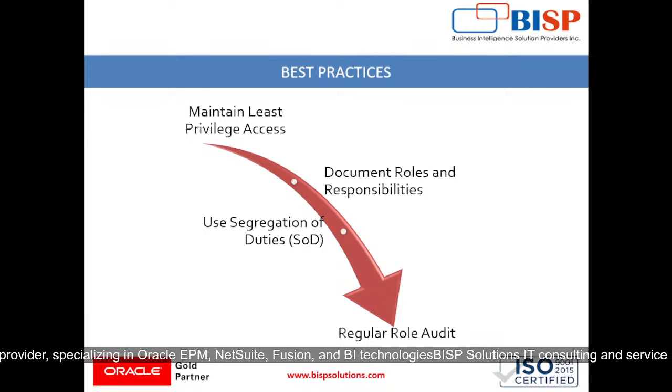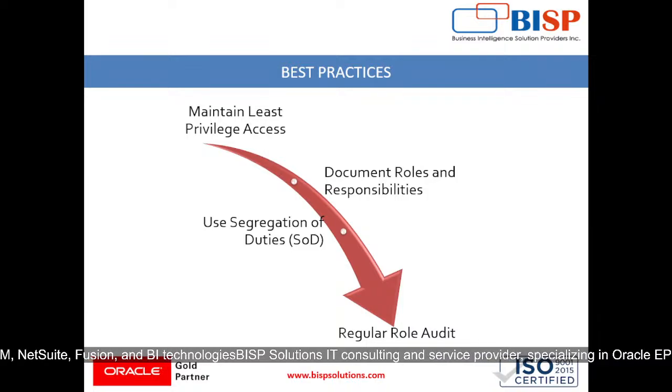What are the best practices for the same? First, we will be maintaining least privilege access, which means assigning users the minimum permissions needed to perform their tasks. Then documenting roles and responsibilities, where we will be maintaining a detailed record of roles, permissions and their mappings. Then we will be using segregation of duties, SOD, where we will be avoiding conflicts by separating roles that manage approvals, transactions and audits. Then comes our regular role audits.